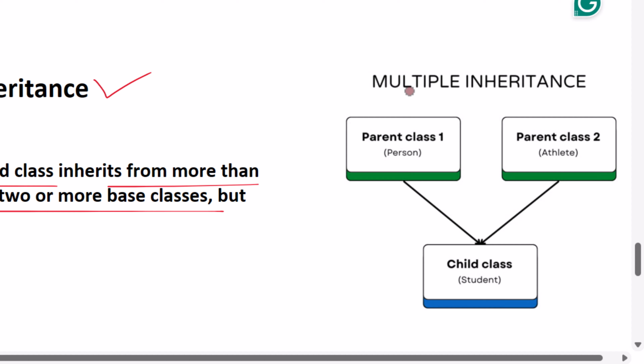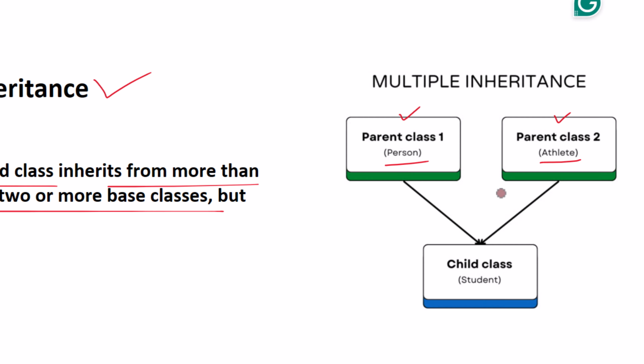On the left we have one parent class called person. On the right we have another parent called athlete, and at the bottom we see a single child class named student with arrows coming in from both parents. This means the student class is getting features from both, from person and from athlete. Maybe person provides name and ID, and athlete provides skills and stamina. The student class now combines both, becoming a more powerful class.